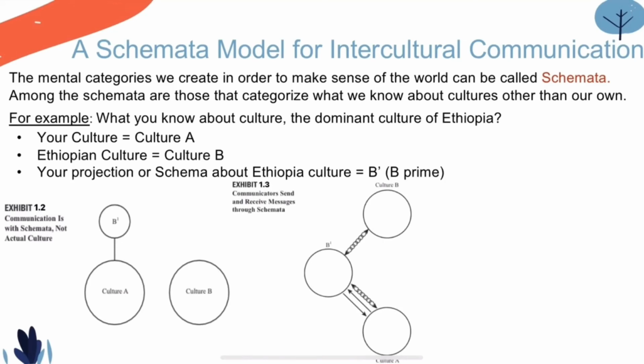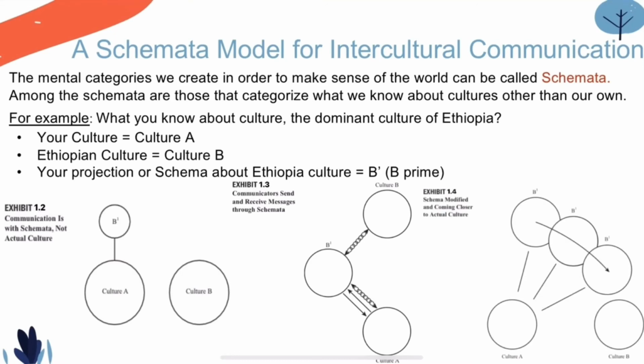And next is exhibit 1.3. It describes that when you communicate, you are sending a message to B prime, the schema of Ethiopian culture. And when you receive a message from a member of that culture, it is understood by you after being filtered through your B prime.